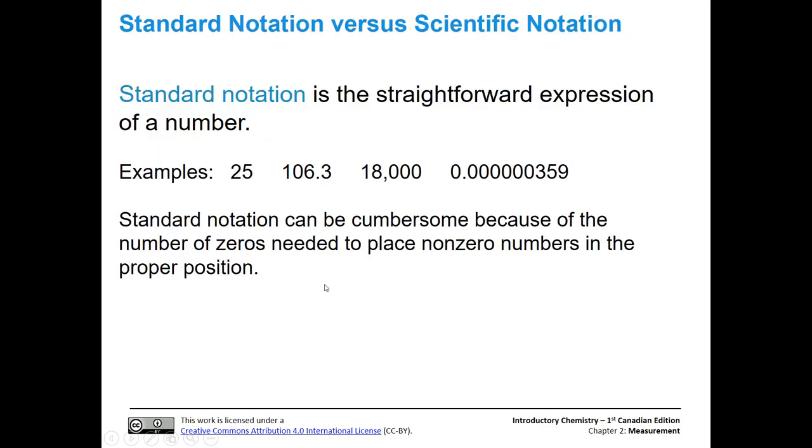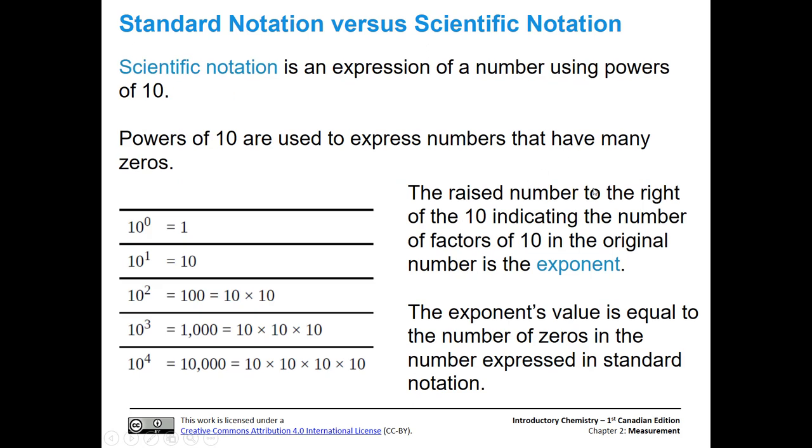So standard notation, this is something that you are probably already very familiar with. These are just the standard ways to write numbers in everyday life. They can have decimals, and they can have commas to separate out the zeros, like in 18,000 or just the number 25. That's standard notation, and it can be cumbersome in science because you need a large number of zeros to place non-zero numbers in the proper position. And that happens often enough that we need an easier way to write really large and really small numbers conveniently. And so that's where scientific notation comes in.